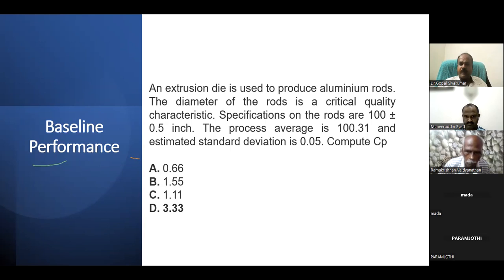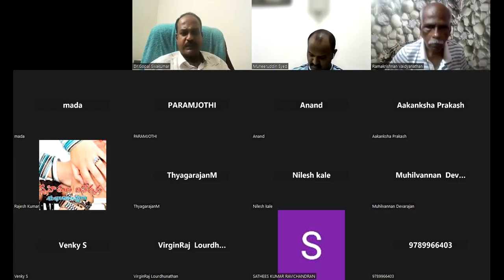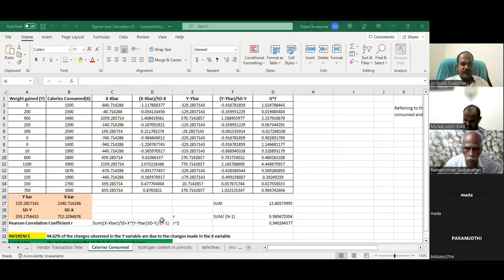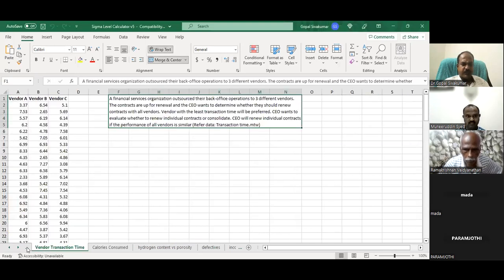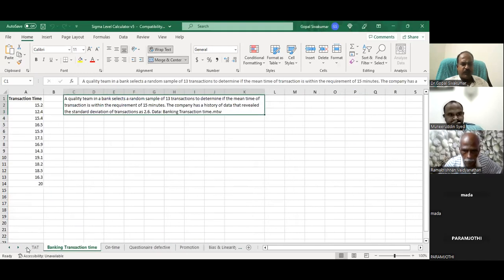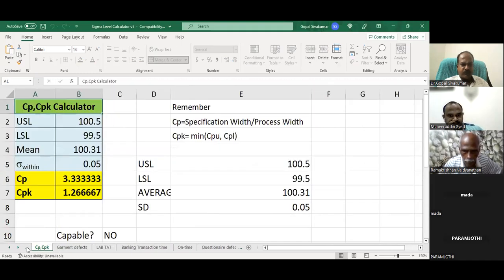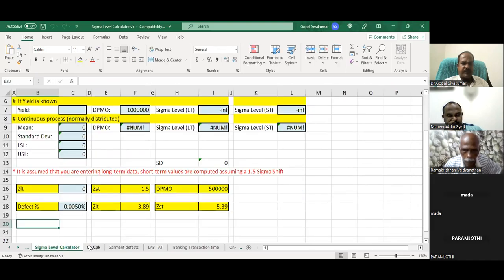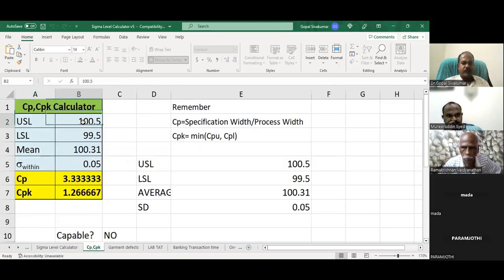Right. Fantastic. So I think you used the sigma level calculator. Am I right? Yes, sir. Very good. So I'm going to show the sigma level calculator to all the participants here. Can you see my latest sigma level calculator? I keep updating this calculator, adding problems and improvements, so the latest calculator can show you. So Cp, Cpk, I come here, and everything is already pre-filled. Can you see that, all of you?